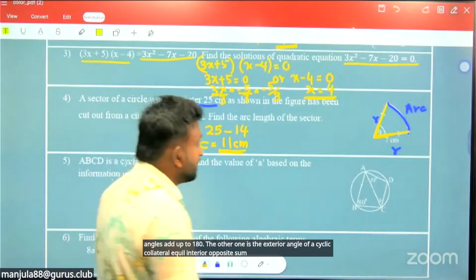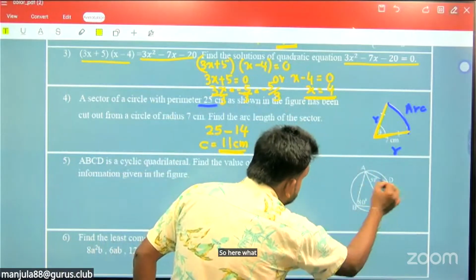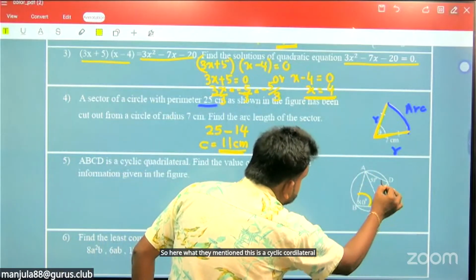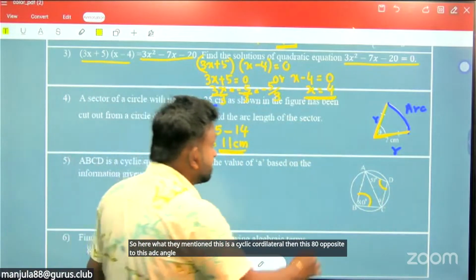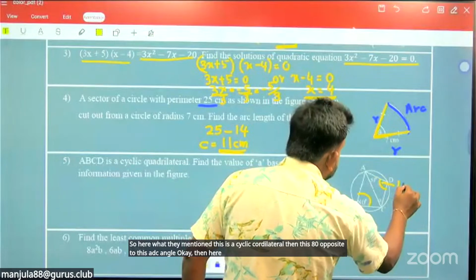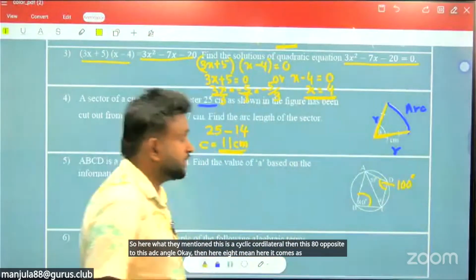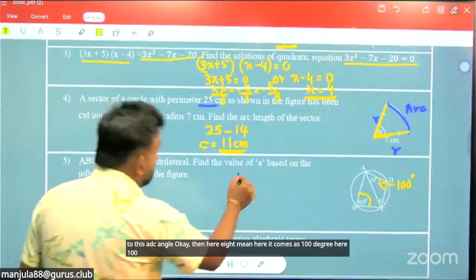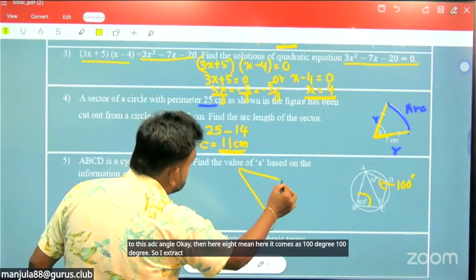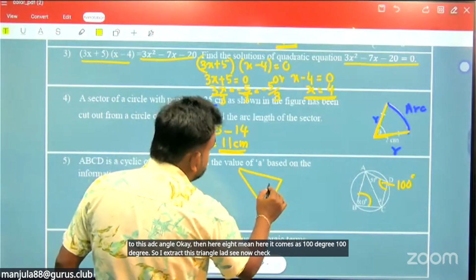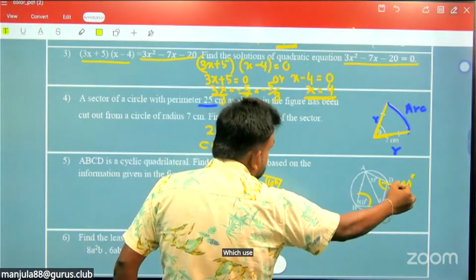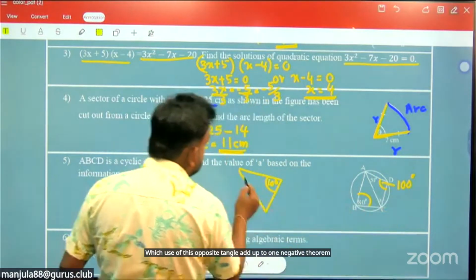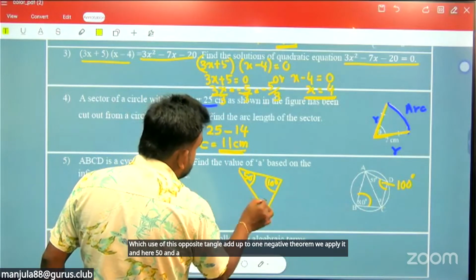So here what they mentioned, this is a cyclic quadrilateral, then this 80 is opposite to this angle ADC. Then here it comes as 100 degree. So I extract this triangle ADC. Now check what happened. So here 100 degrees there. With use of this opposite angle add up to 180 theorem, we apply it, and here 50 and A.